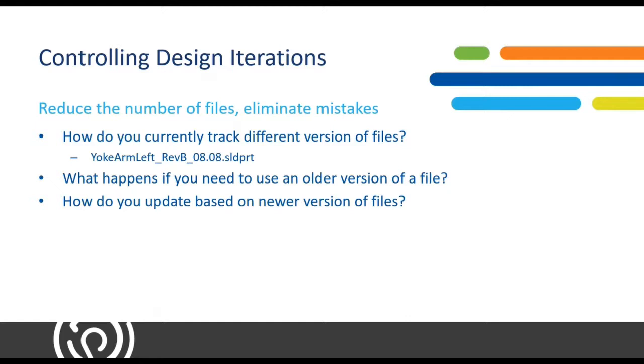Next question is, what happens if you need to use an older version of a file? Commonly, if you're not using PDM, every time you save, it overwrites the file, right? So there's not an easy way for you to keep track of those older versions and access them if your data isn't managed. And then also, if you want to reference an older version, maybe an older version of a part, and use that for a newer version, how do you really update that? It becomes quite difficult. It's possible.